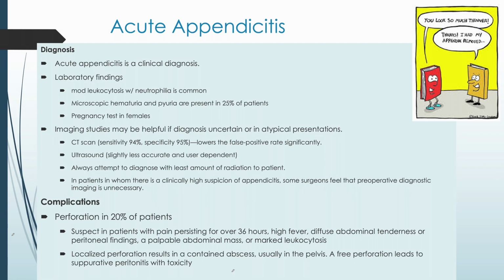It's probably even higher. It says here 94 to 95% sensitive and specific, but it's really good at finding appendicitis. It's definitely the most accurate test. Ultrasound is less accurate. Obviously, it has less radiation than CT scan. CT scan has quite a bit of radiation, although ultrasound is very user dependent.